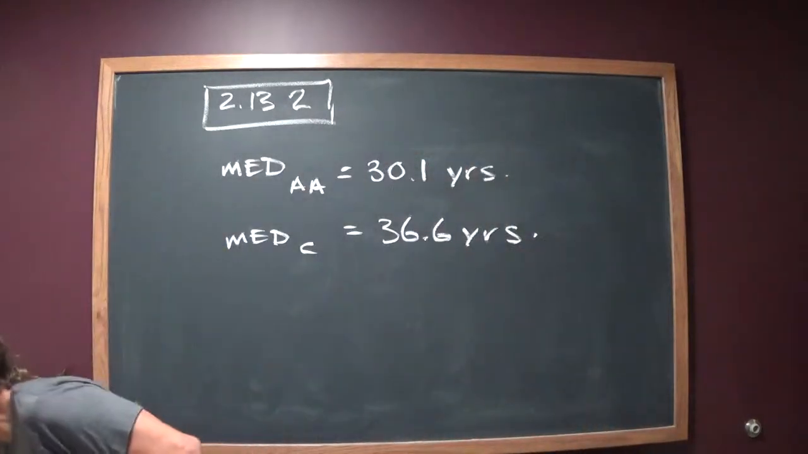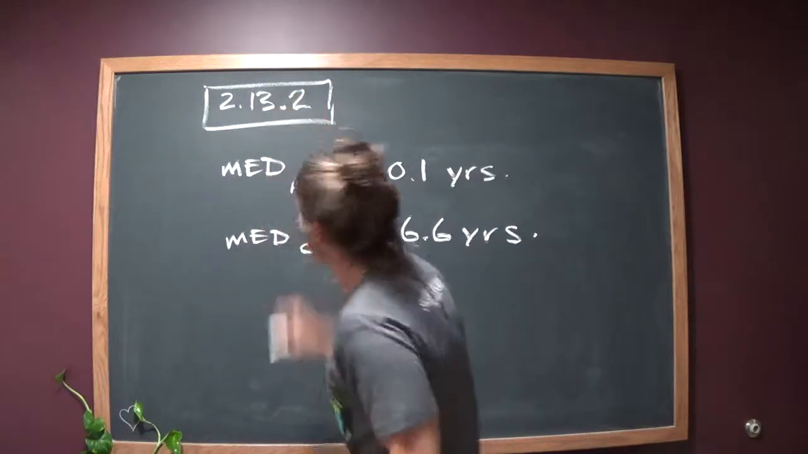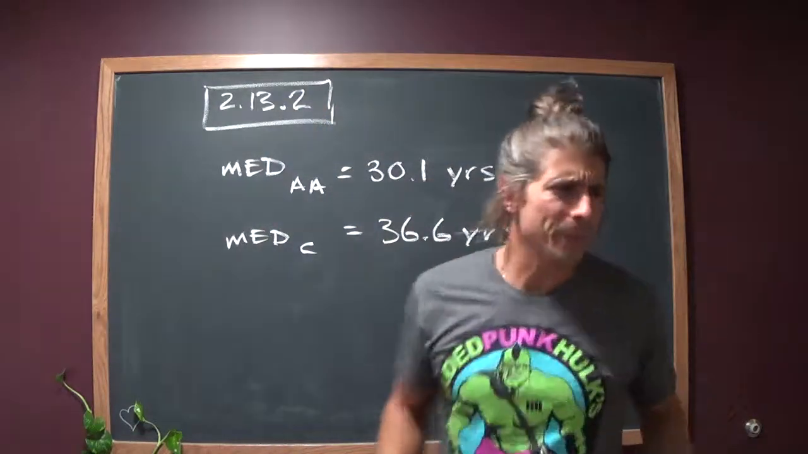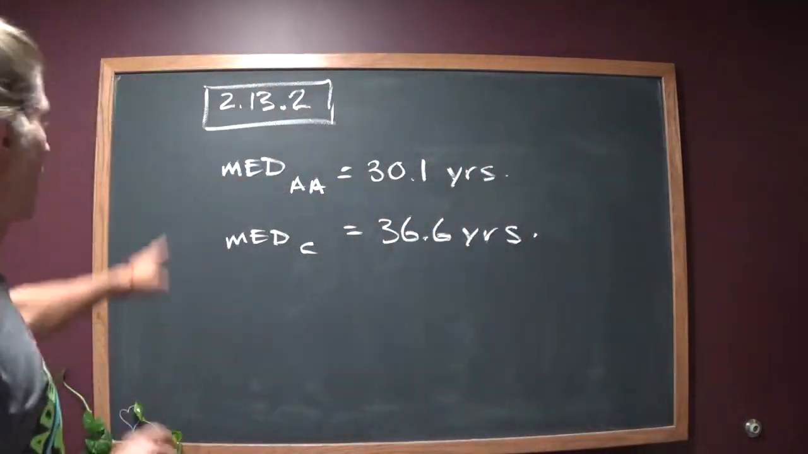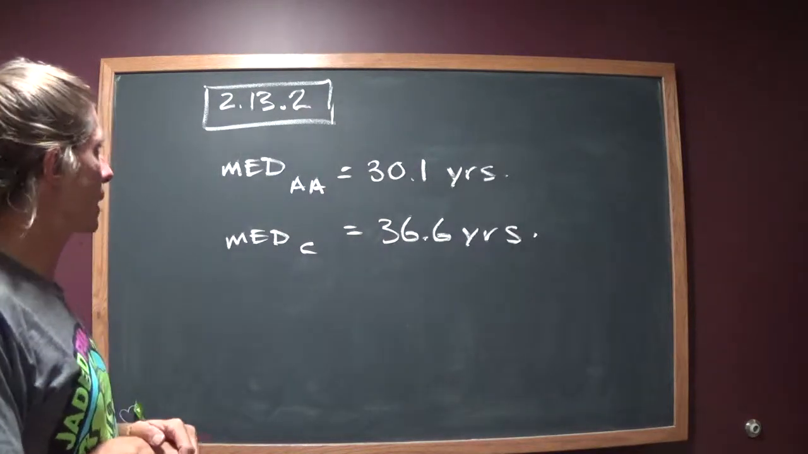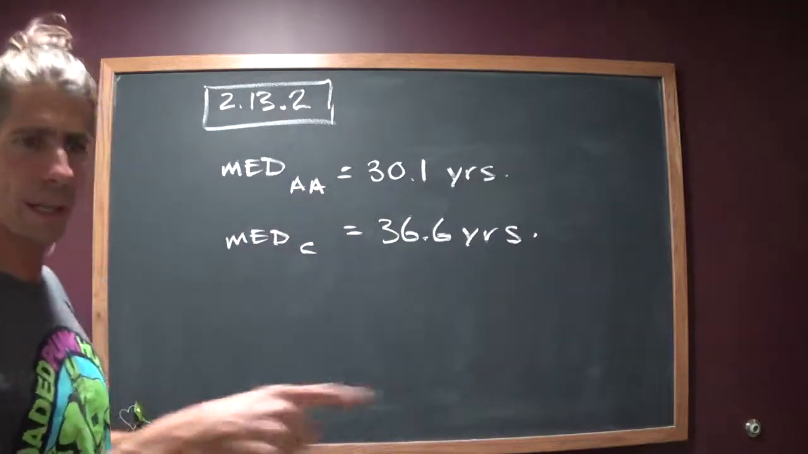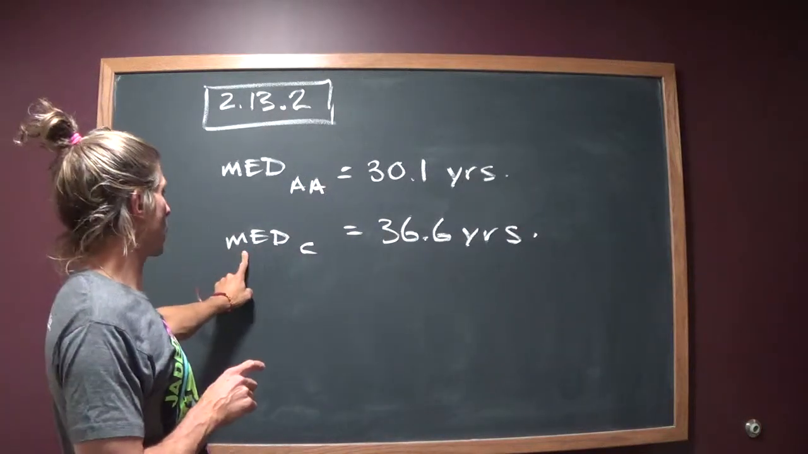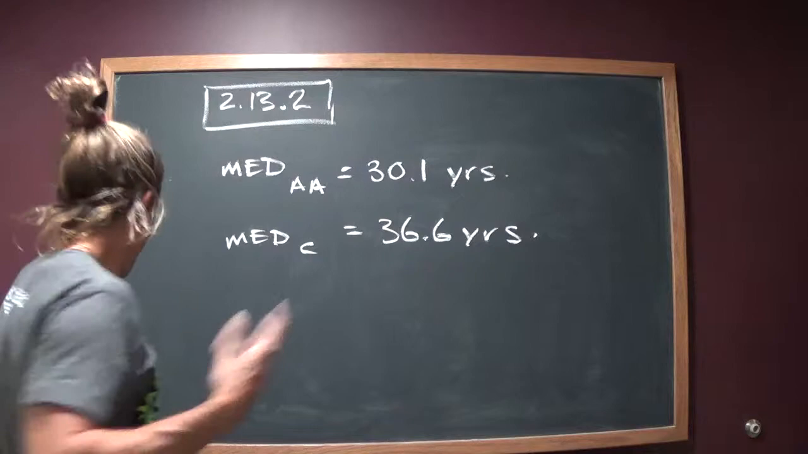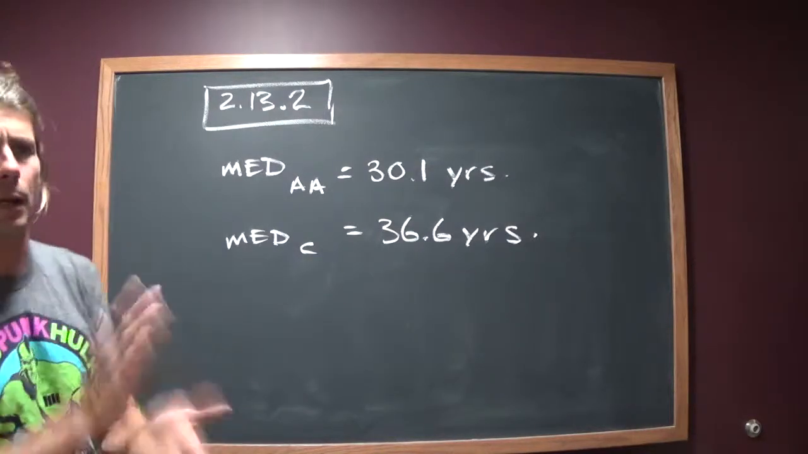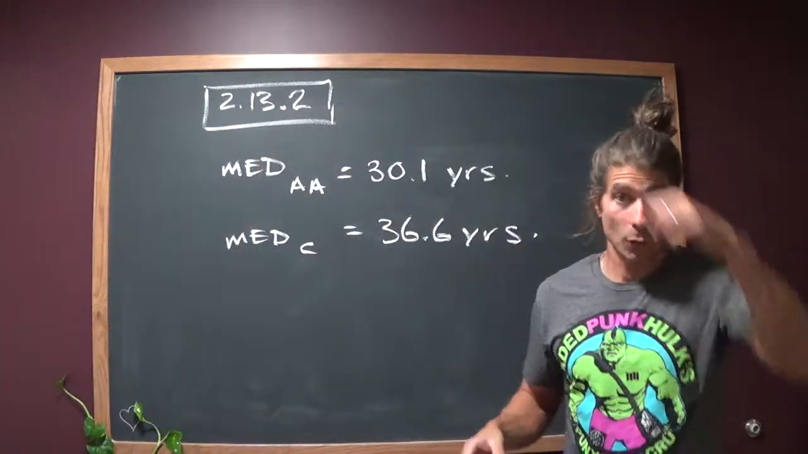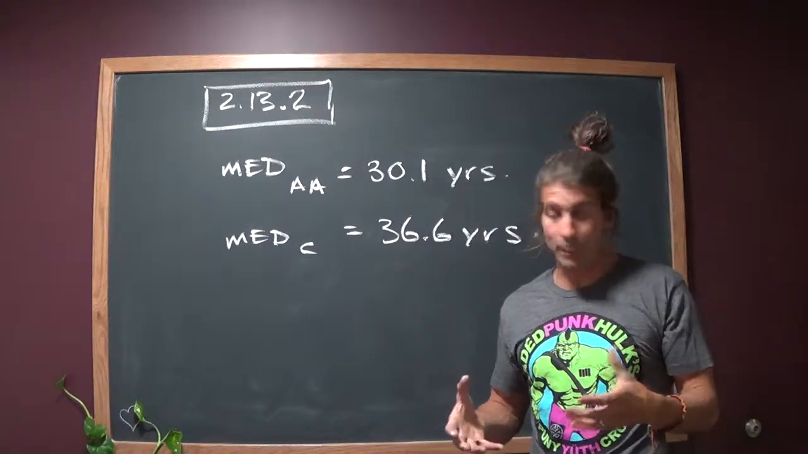The purpose of this video is to help you reason through question 2.13.2. There's a point there. In Collaborative Statistics, it reads: currently, the median age of an African American in the U.S. is 30.1 years, and for Caucasians in the U.S., it's 36.6 years. And the question is asking, what can we get from that? Can we pull any information from that?